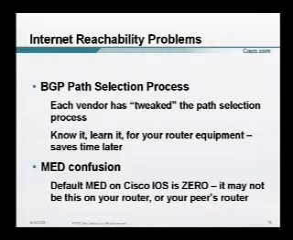MED confusion. Default MED on Cisco IOS is 0. In other words, if you don't specify any MED at all, it is 0. It may not be this on your own router or your peer. Your peer may assume an MED of 2 to the power 32 minus 1 as the default. In other words, huge, very unimportant, whereas MED of 0 is very important. So you can end up with pretty interesting routing loops if you just leave default MEDs, where one default is 0 and the other one's 2 to the 32 minus 1.